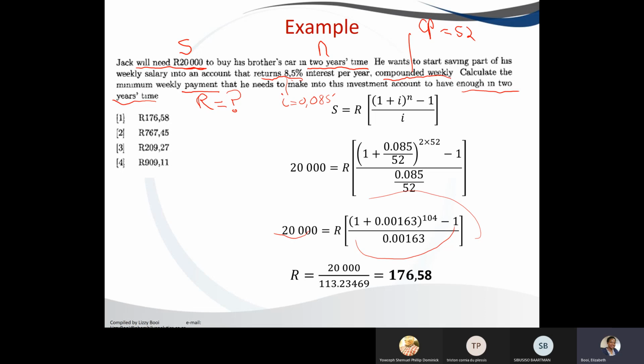176.58. So it means if Jack wants to have 20,000 in 2 years, he needs to deposit on a weekly basis 176 rand into the investment account, so that it can have 20,000 after 2 years. Okay, and that is how you calculate manually.